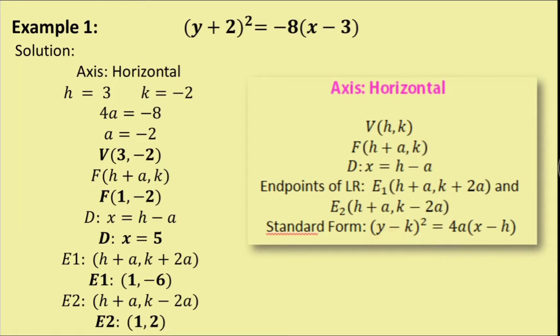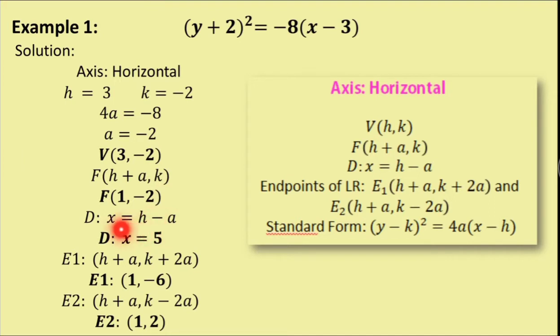And also we have 4a, which is negative 8. So negative 8 divided by 4 is negative 2 to get a. Okay, so we have vertex at (3, negative 2). Focus is at (h plus a, k) from the pattern. So we have h, which is 3, plus a. 3 plus negative 2 is positive 1, and then our k is negative 2. So we have focus at (1, negative 2).